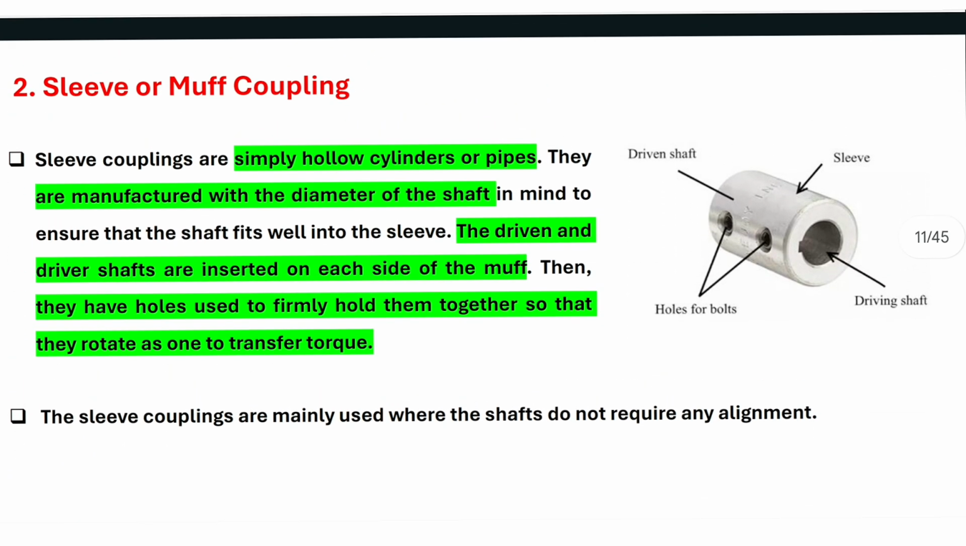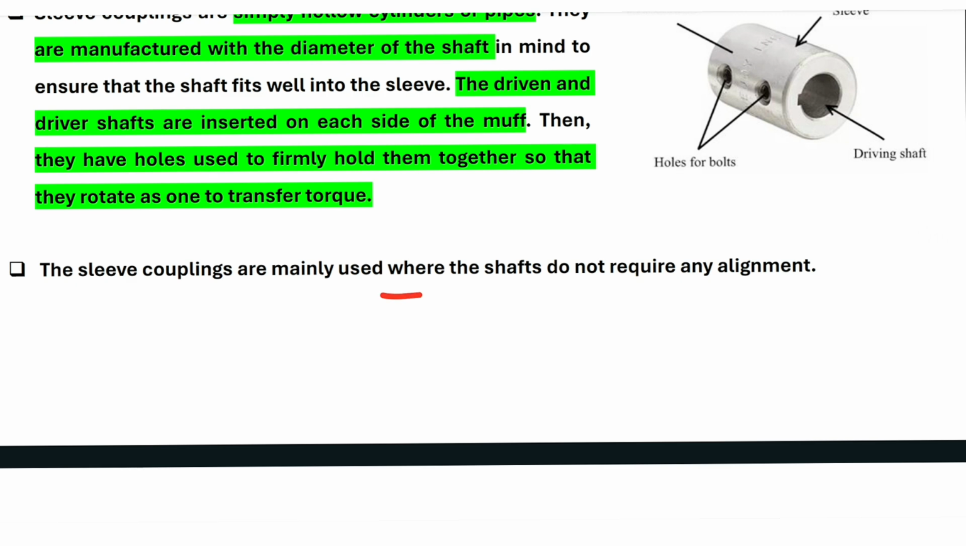Okay. Second is sleeve or muff coupling. What is sleeve and muff coupling? Sleeve couplings are simply hollow cylinders or pipes. They are manufactured with the diameter of the shaft in mind to ensure that the shaft fits well into the sleeve. The driven and driver shafts are installed on each side of the muff. Then they have holes used to firmly hold them together so that they rotate as one to transfer torque. Okay, the sleeve couplings are mainly used where the shafts do not require any alignment.